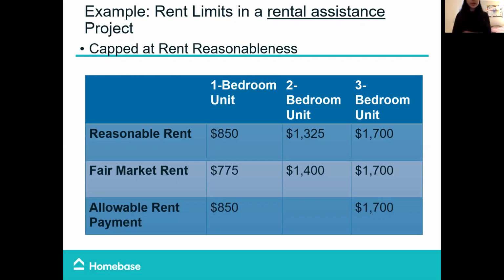It's important to note that unlike leasing programs, which can use non-CoC funds to cover the difference between FMR or rent reasonableness and rent, rental assistance programs are prohibited from subsidizing units that exceed rent reasonableness. Next slide, please.